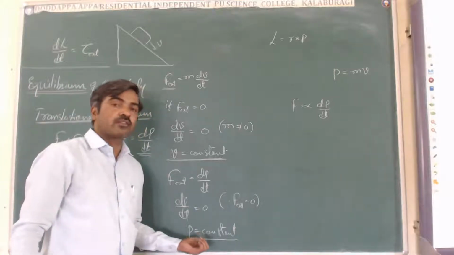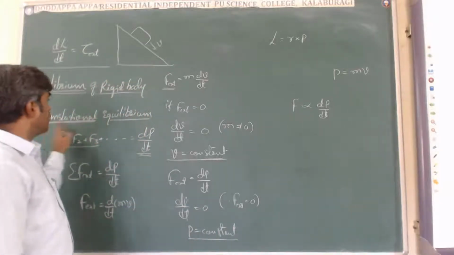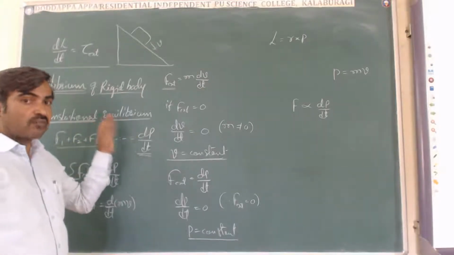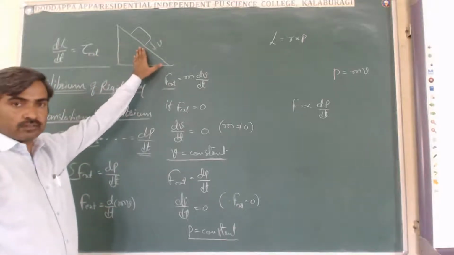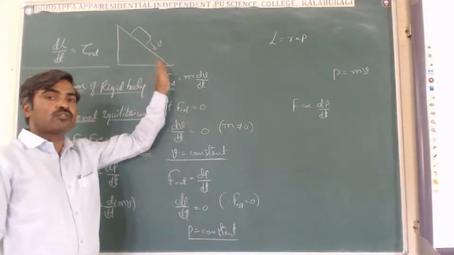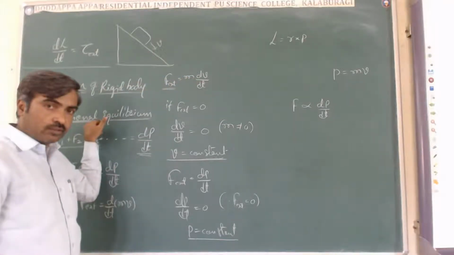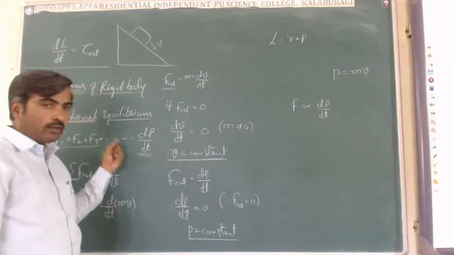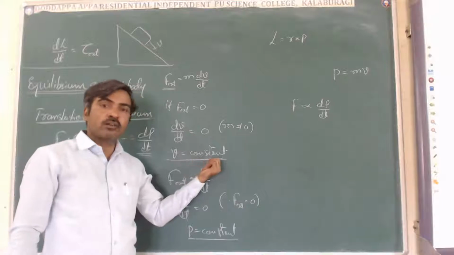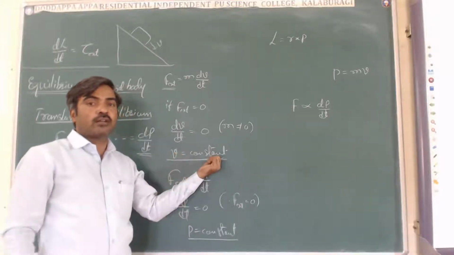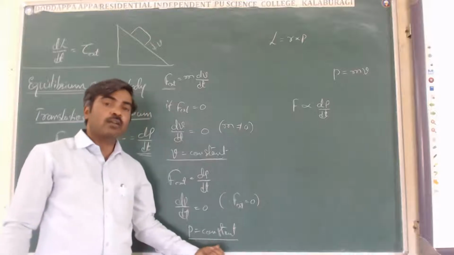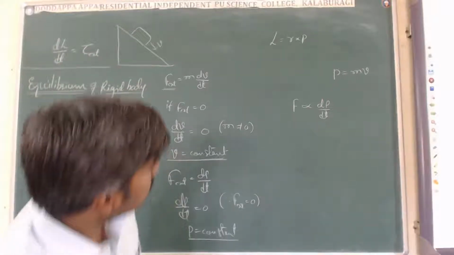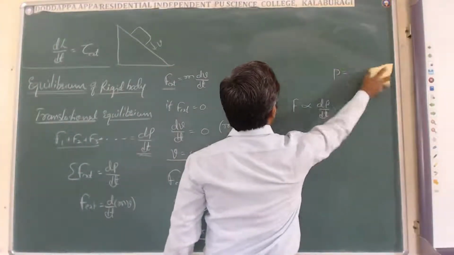Linear momentum remains constant. So then we can say that the object is under translational equilibrium, which means if any body which is sliding on the surface, or any rigid body which is showing translational motion, that motion is said to be in equilibrium only when either its velocity is constant, with a constant velocity the body shows translational motion, or its linear momentum is constant. With a constant linear momentum, the body must move. So that is what we call translational equilibrium.